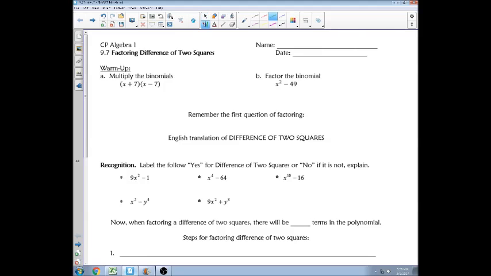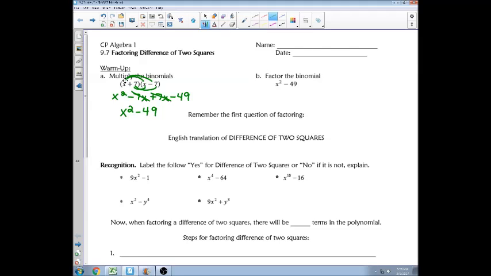A little warm up. Let's multiply the binomials. Here I'm going to have to use double distribution, so it'll be x times x, x squared, x times negative 7, which is negative 7x. 7 times x is positive 7x, and 7 times negative 7 is negative 49. In this case, my negative 7x and my positive 7x will cancel, so I'm left with x squared minus 49.